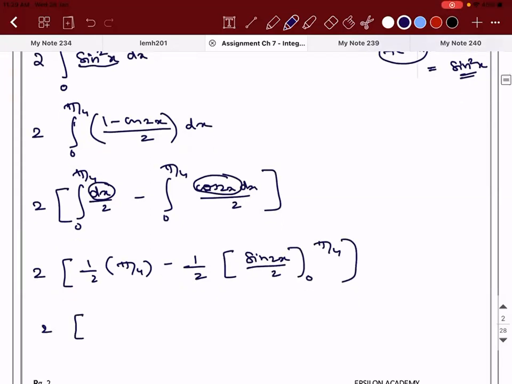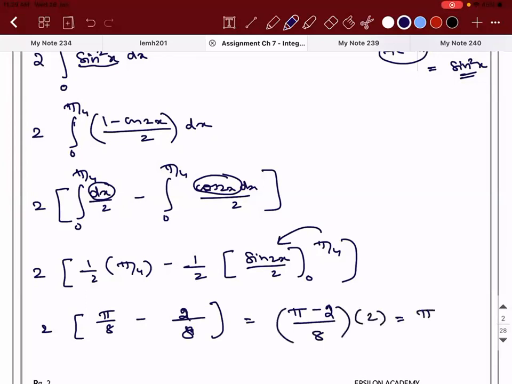So 2 into pi by 8 minus sin, if you substitute pi by 2 here, it becomes sin pi by 2. Sin pi by 2 is 1. So 1 divided by 4. So you will have pi minus 2 divided by 8 multiplied with 2. So the answer will be pi minus 2 divided by 4. So this is going to be the final answer.